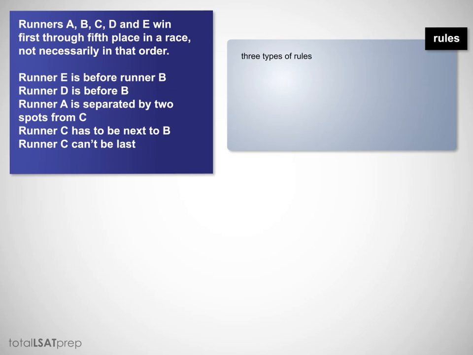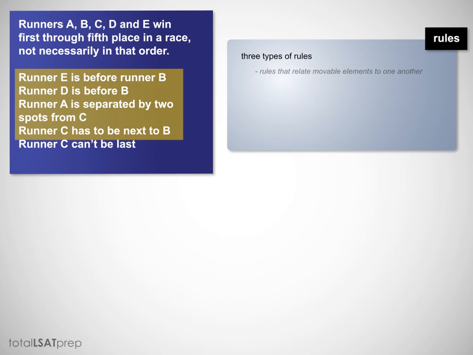There are basically three types of rules. And to highlight the text here, these first four rules are the first type, the rules that relate movable elements to one another. And these rules all tell you that there's some kind of relationship between certain movable elements that you need to pay attention to when you're making an arrangement.